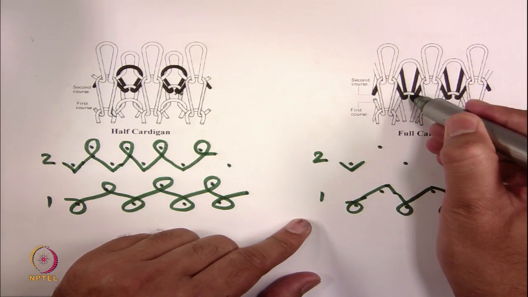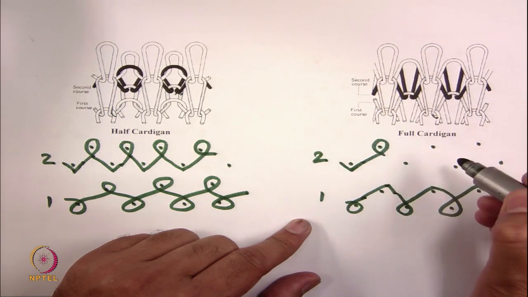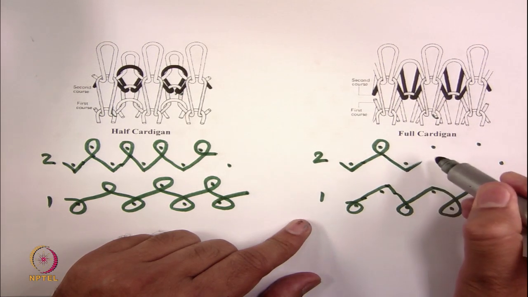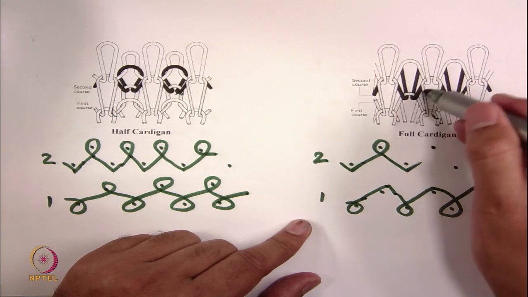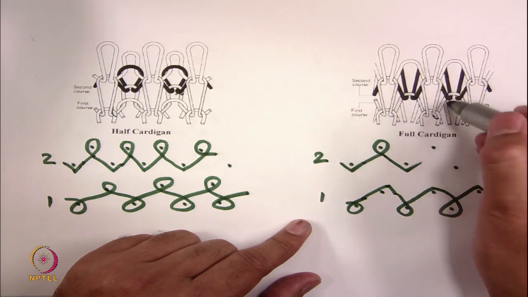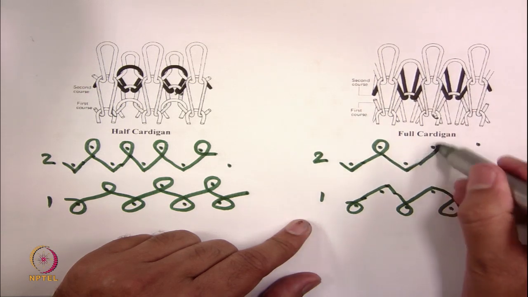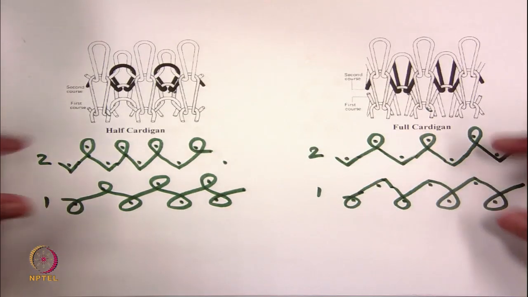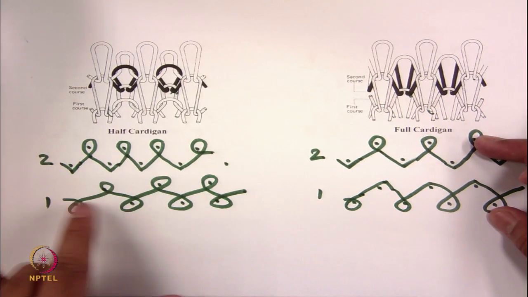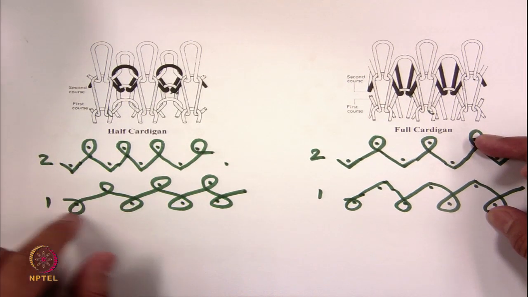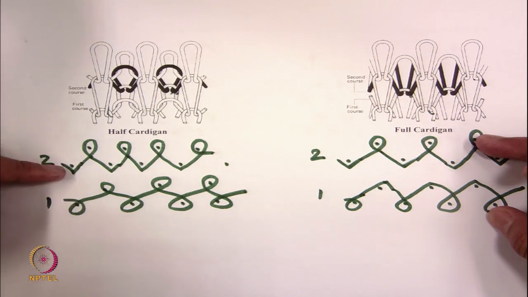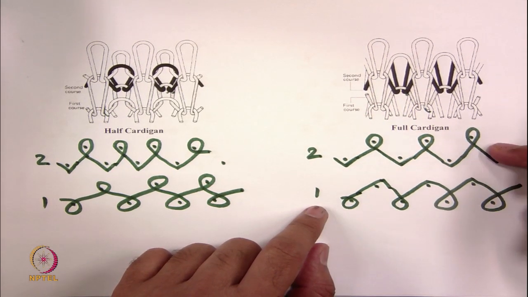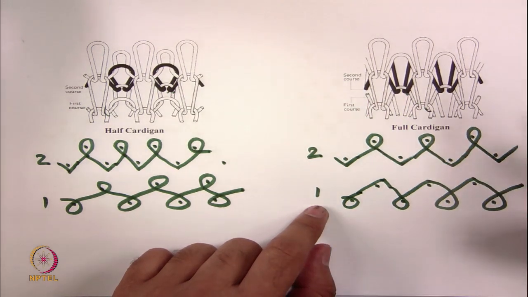Then if you see this black one, this is making back loop on the back bed because it is on the back side. Then again this is tuck, this is on the tuck side. You can see here, this is the front bed needle, then again back needle, then again tuck, and then like this. So the only difference you can see in half cardigan is the front bed needles are making loop and tuck alternatively, but in full cardigan both front and back needles are making tuck and loop alternatively in courses.